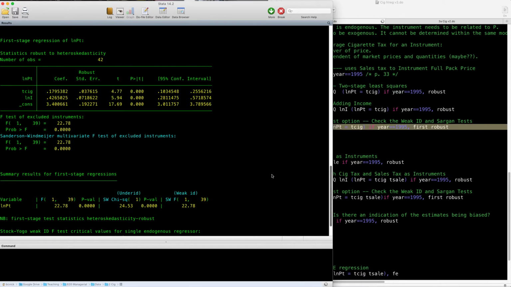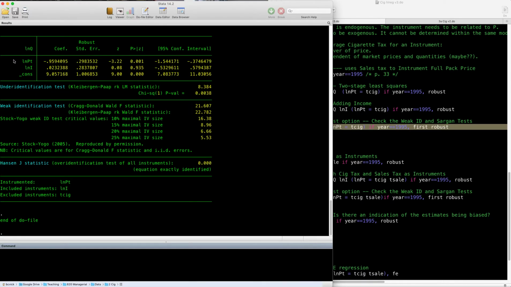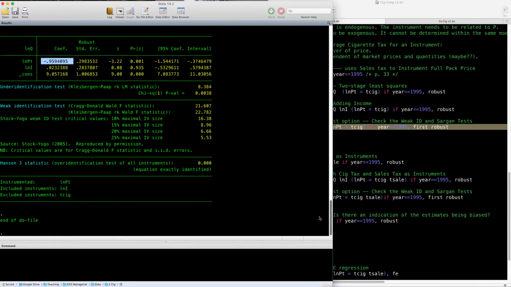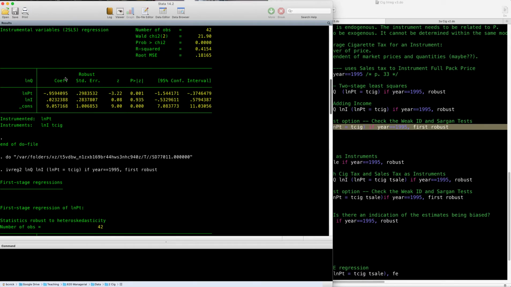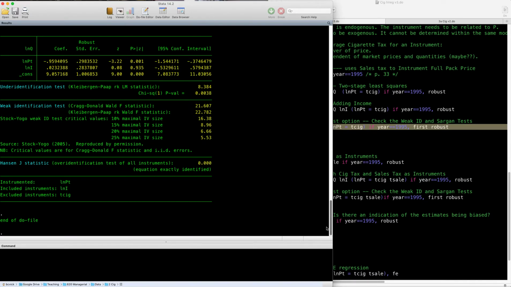Now what it also does, going on down, is give us our overall regression. So again, this is the price elasticity of demand. If you look, 0.9594 should look similar to what we ran before, 0.9594. So both commands yield the same coefficient estimates. Now what I want to focus on are these two tests, the weak identification test and the J statistic.